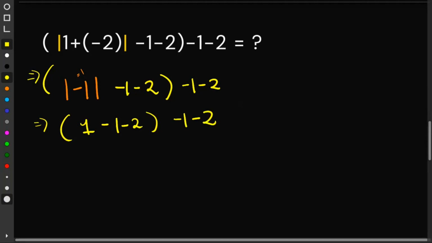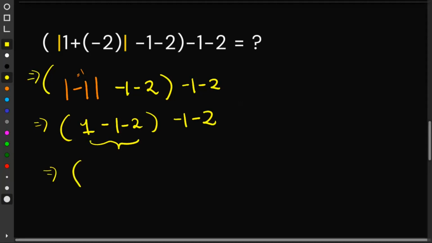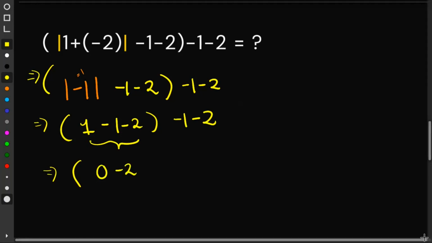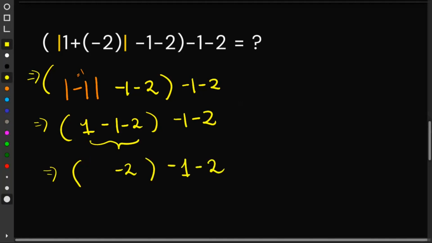Now, solving for the operation inside this parenthesis, since it's just simple addition and subtraction, that would give us 1 minus 1 first would give us 0 minus 2, or simply negative 2 minus 1 minus 2. Now, again, we can already remove the parenthesis out here since it's only a single expression.